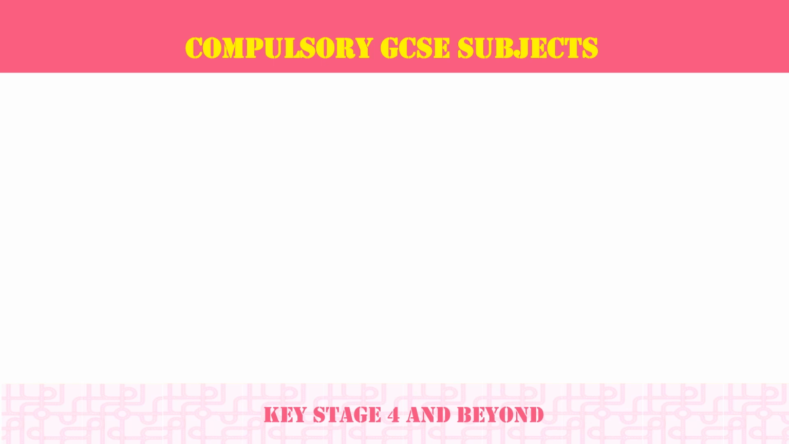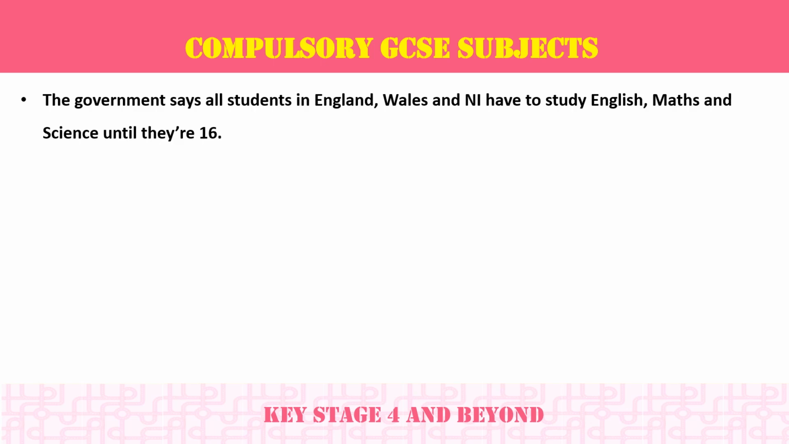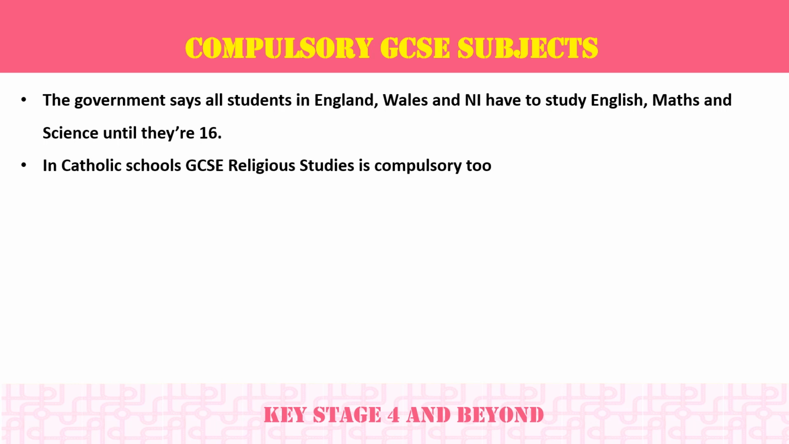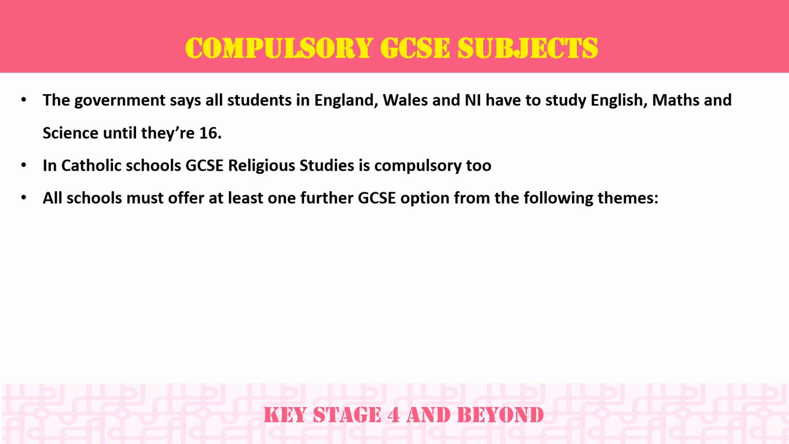So I'm going to talk to you now about compulsory GCSE subjects. Compulsory meaning you have to take them. The government says that all students in England, Wales and Northern Ireland have to study English, maths and science until they're 16. As Bishop Challoner Catholic College is a Catholic school, GCSE religious studies is also compulsory, meaning you have to take it. And then all schools must offer at least one further GCSE option from the following themes.